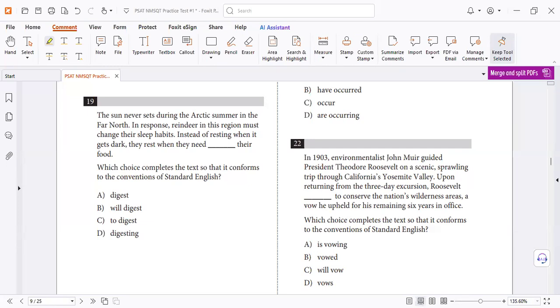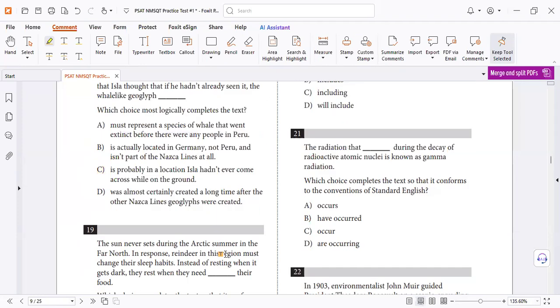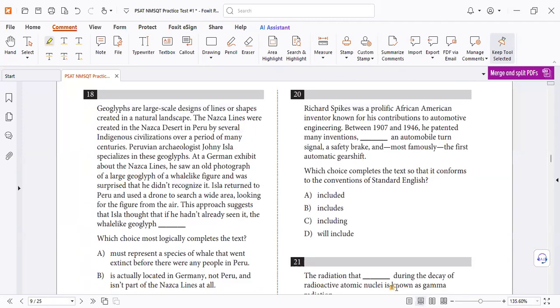Number 19? What do you think? Letter C, correct. Number 20. In this part, D.